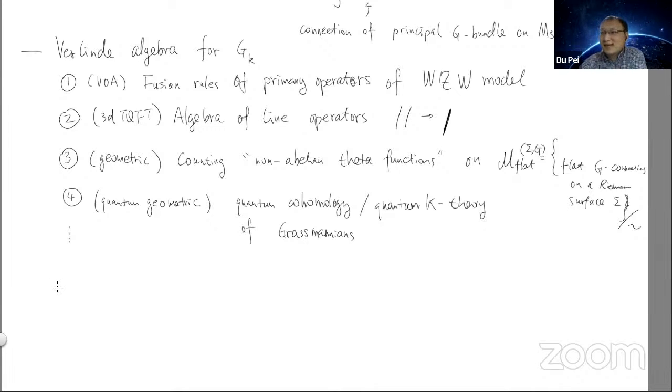So as I have mentioned, the connection between 1 and 2 is through this 2D-3D correspondence that also has a name, boundary-bulk correspondence.